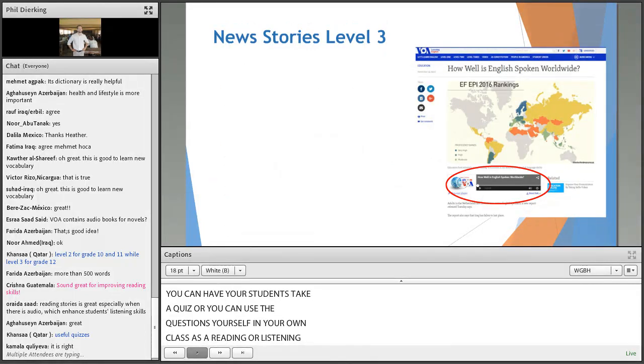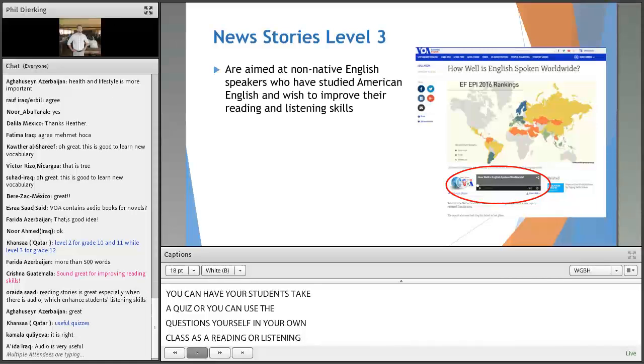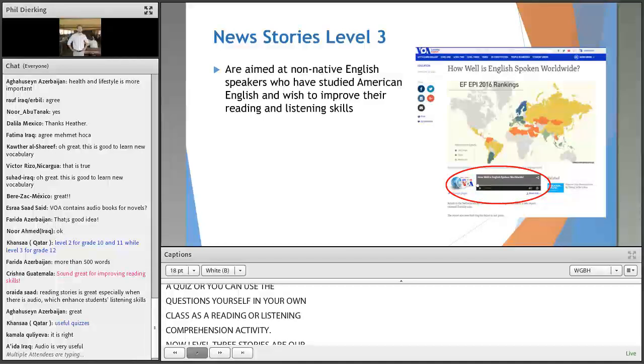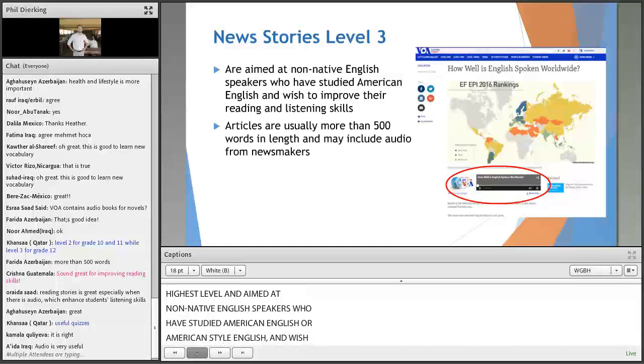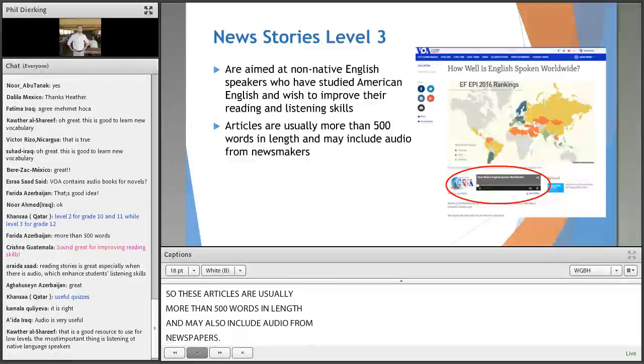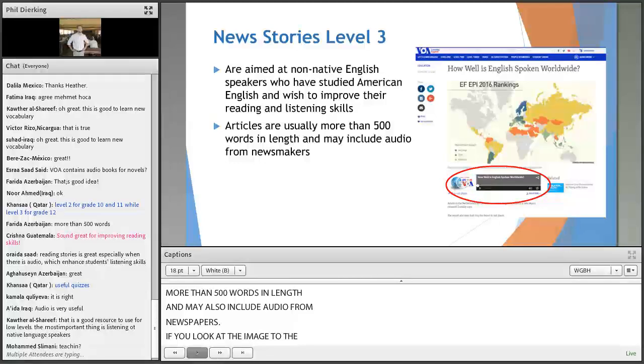Now, level 3 stories are our highest level, and they're aimed at non-native English speakers who have studied American English or American Style English and wish to improve their reading and listening skills. So these articles are usually more than 500 words in length and may also include audio from newsmakers. And if you look at the image to the right, you will see in the red circle where you can actually click the audio and hear the recorded version of our news stories.